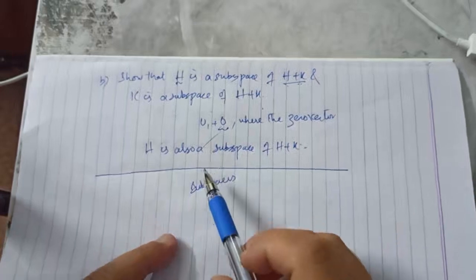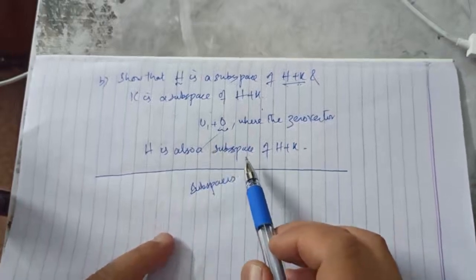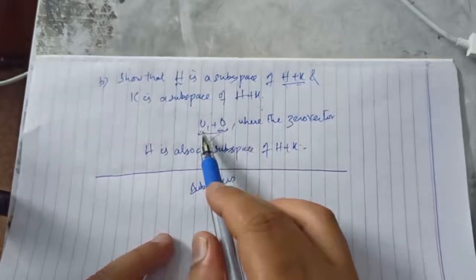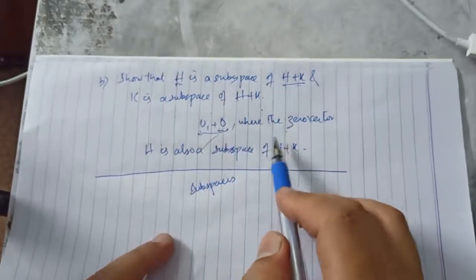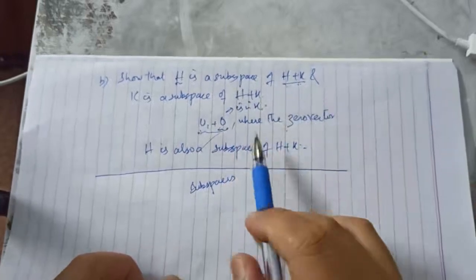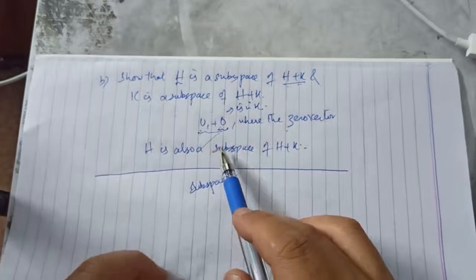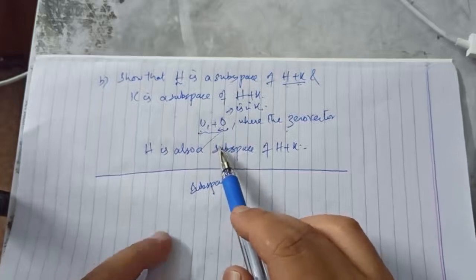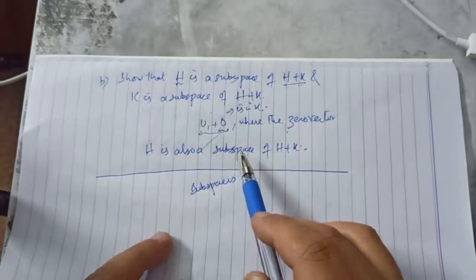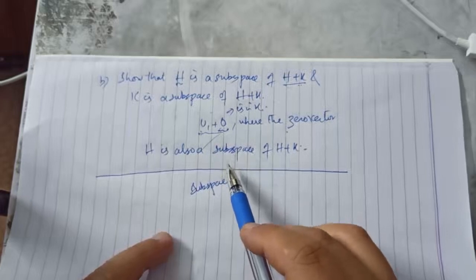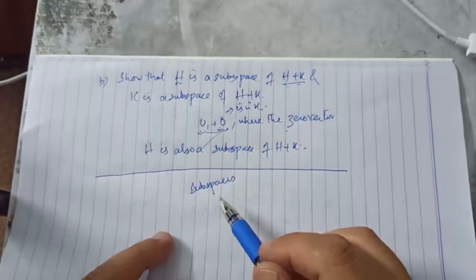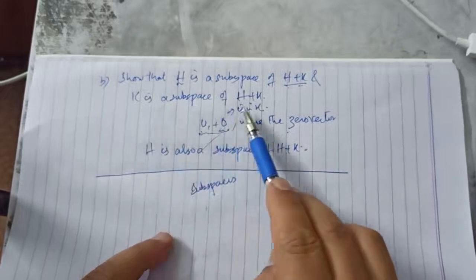Now we can easily see that H is a subset of H plus K, because every vector u in H may be written as u plus 0, where the 0 vector is in K. Also, H contains the zero vector of H plus K, and H is closed under vector addition and multiplication by scalars. Therefore H is a subspace of H plus K. Similarly, the same argument can be used to justify that K is a subspace of H plus K.